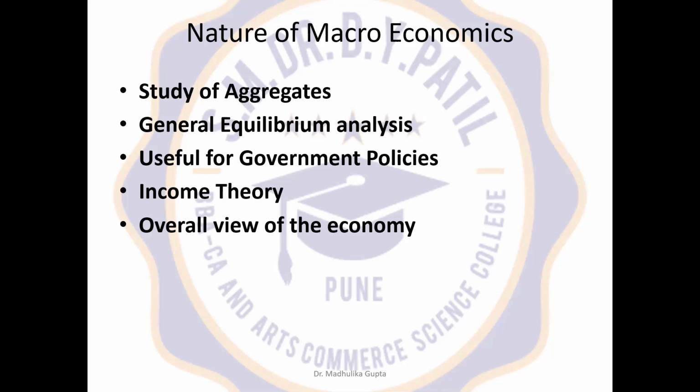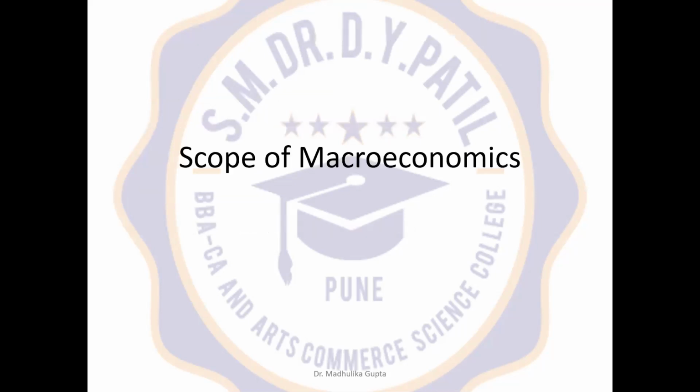The last is the overall view of the economy. Now, the study of macroeconomics gives an overall view of the economy, right? It interlinks various aggregates so as to show the interrelationship between them. It tends to provide a more realistic view of the overall economy. So this all covers the nature of macroeconomics.